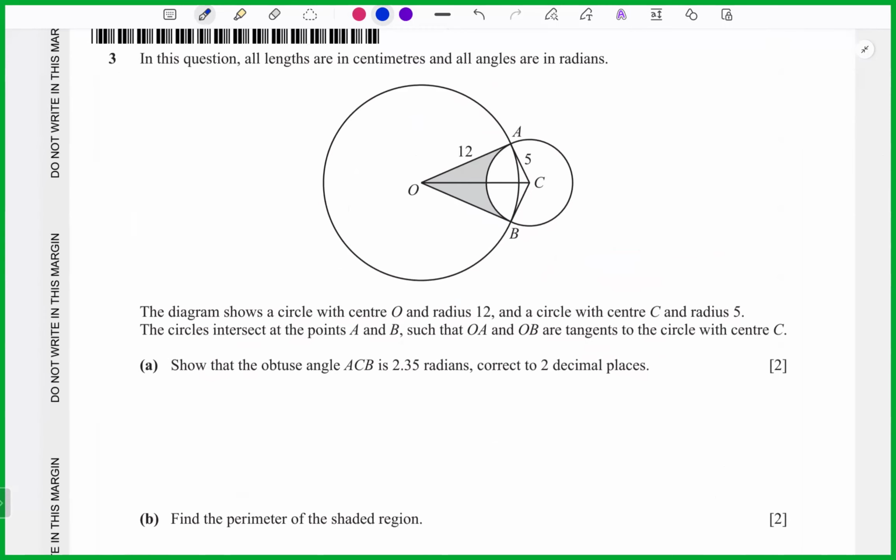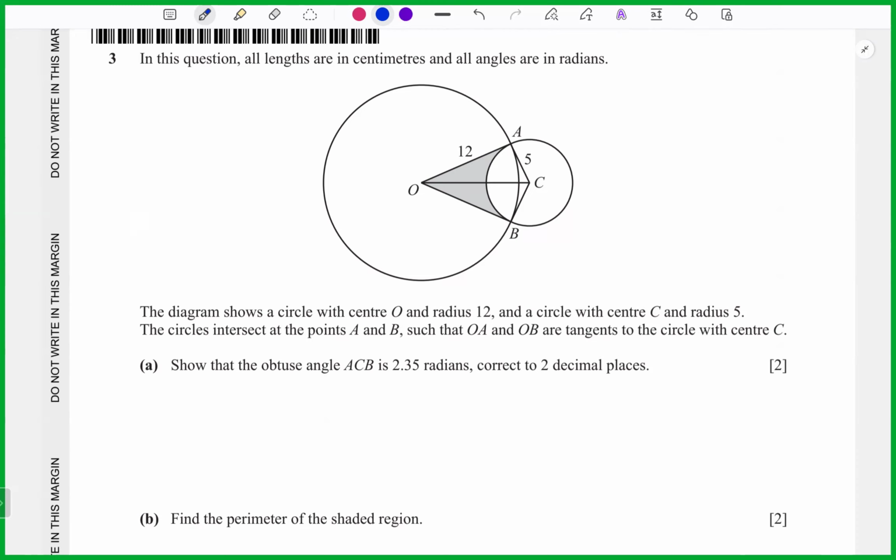Okay, let's try question 3. In this question, all the lengths are in centimeters and the angles are in radians. The diagram shows a circle with center O and radius 12, and a circle with center C and radius 5. The circles intersect at the points A and B such that OA and OB are tangent to the circle with center C.